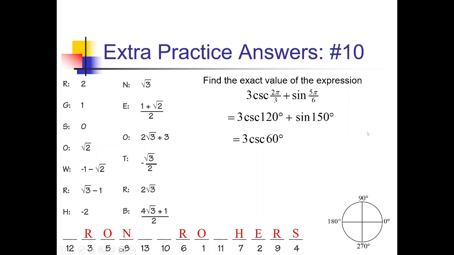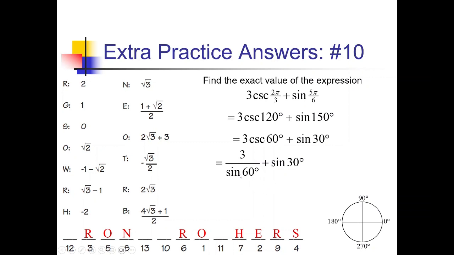Now speaking of y values, we have sine itself here of 150. That is still second quadrant. 150 is 30 away from 180, so we have a reference angle of 30. And again, because sine, the y value, is positive up here, we can rewrite this as just positive sine of 30. Okay, now I'm going to turn this cosecant into 1 over sine, so I'll rewrite this as 3 over sine of 60.